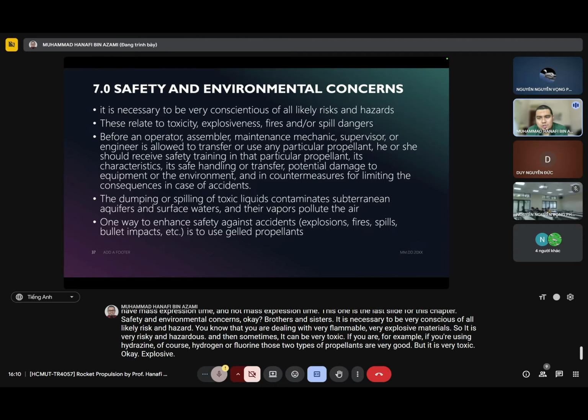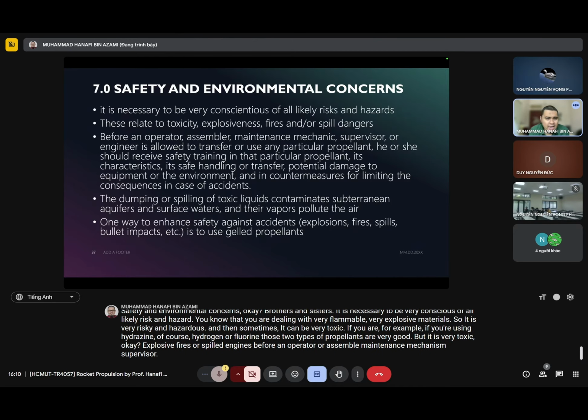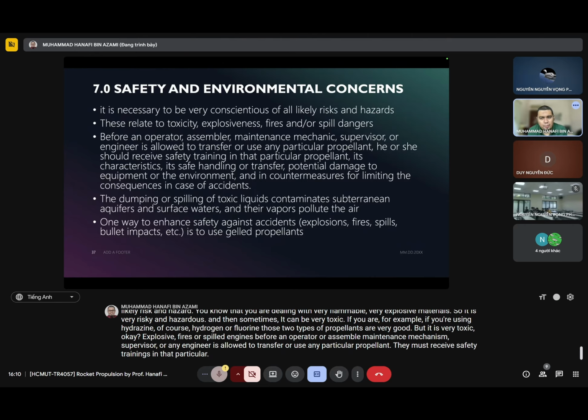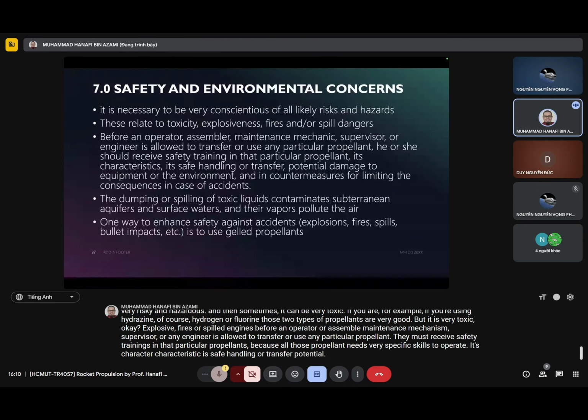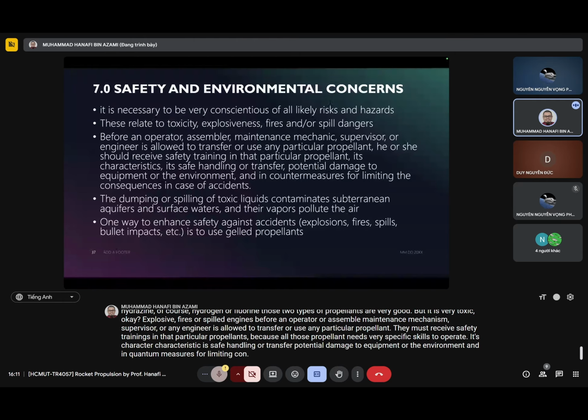Okay, explosive fires or spill dangers. Before an operator or assembler, maintenance mechanic, supervisor, or any engineer is allowed to transfer or use any particular propellant, they must receive safety training in that particular propellant, because all those propellants need very specific skills to operate. Its characteristics include safe handling or transfer, potential damage to equipment or the environment, and countermeasures for limiting consequences in the case of an accident.